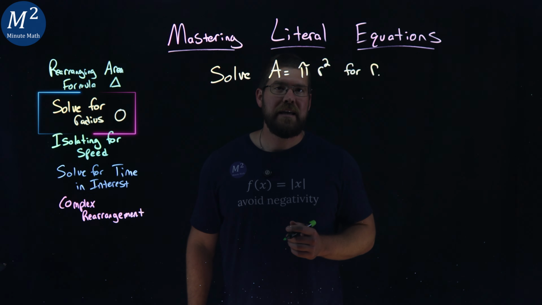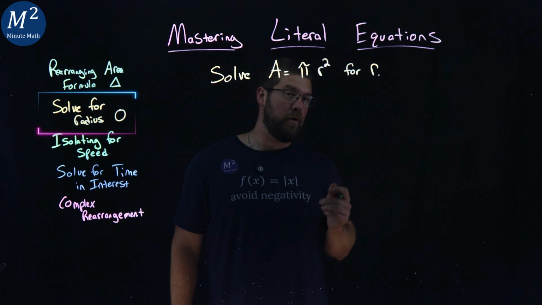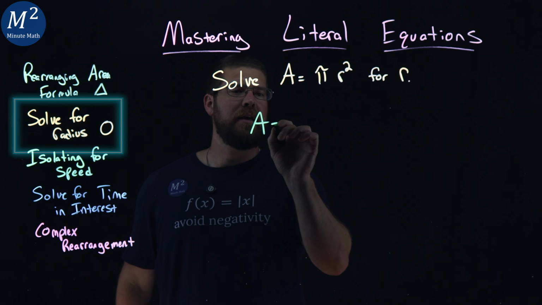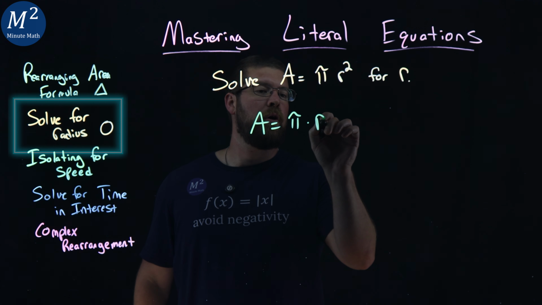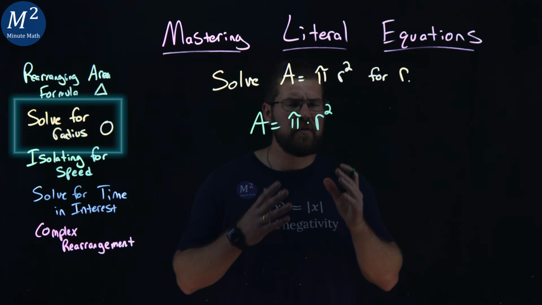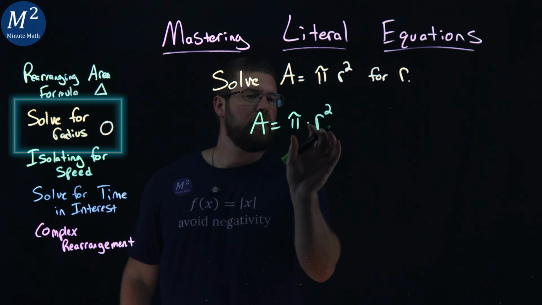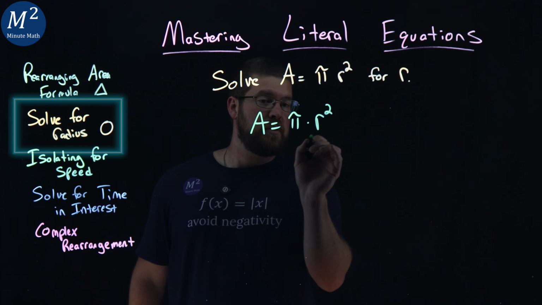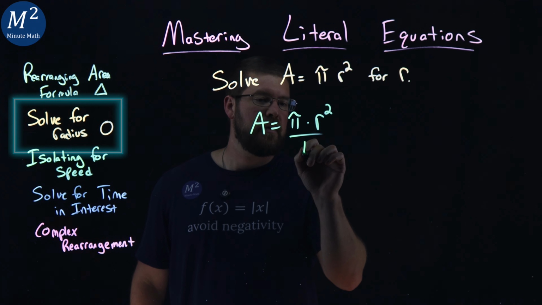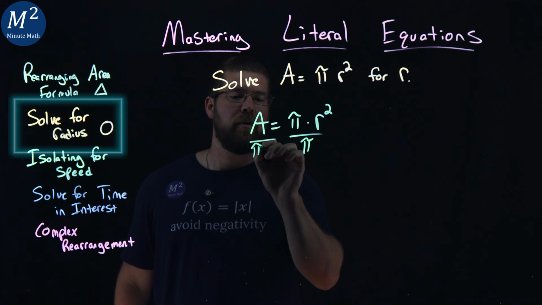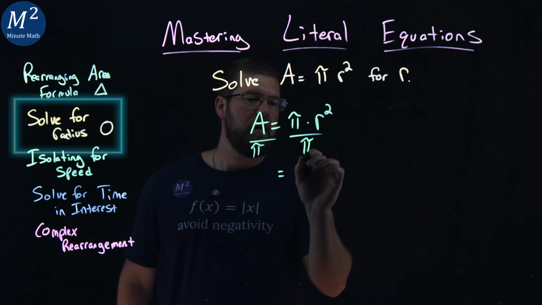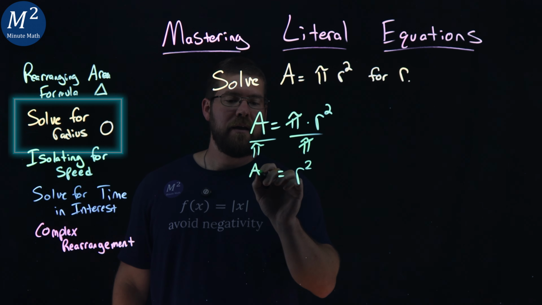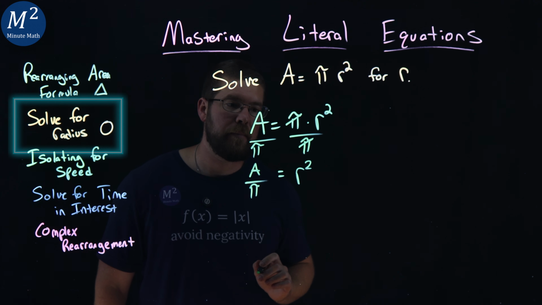Solve A equals pi r squared for R. Let's rewrite our formula. A equals pi times an R squared. I'm going to solve for R. First thing I want to do is get pi to the other side of the equation. So the multiplication is going on here. Opposite, that's division. I'm going to divide pi to both sides of the equation. Pi's cancel on the right, and we have R squared is equal to A over pi.